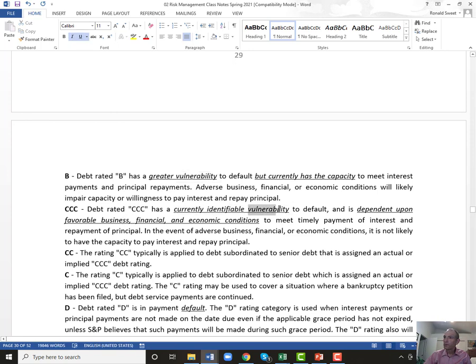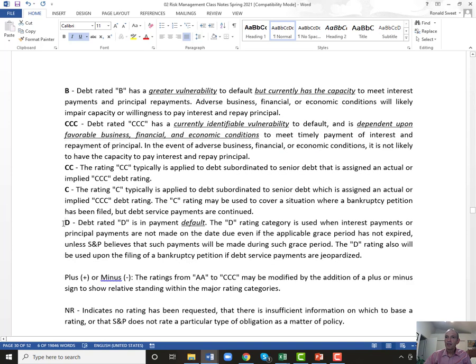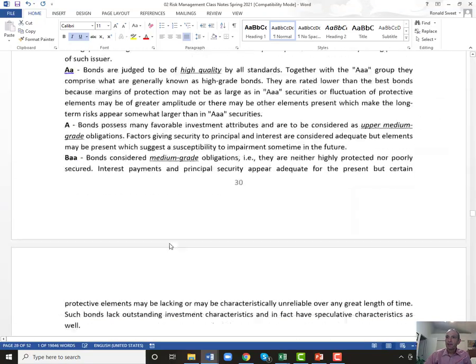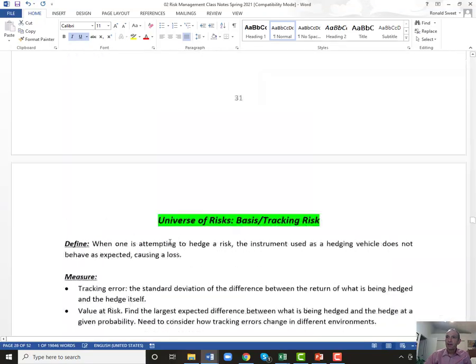And they use this word vulnerability, which I have a tough time pronouncing. But you're just seeing they're getting down there. And then once you get down to the D, they are in default. They've missed at least one payment, whether it's interest or principal, they've missed a payment. So, you know, get familiar with these.